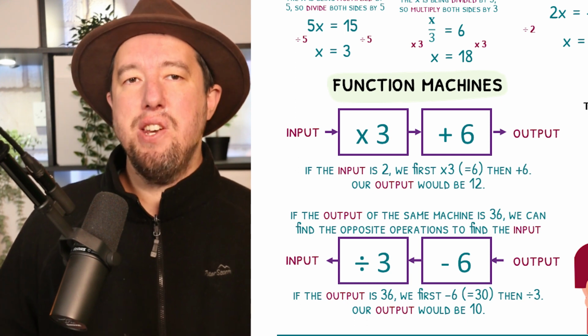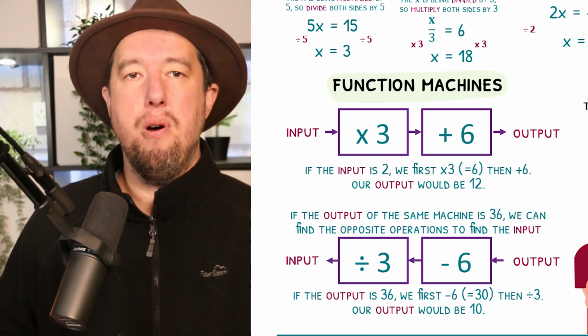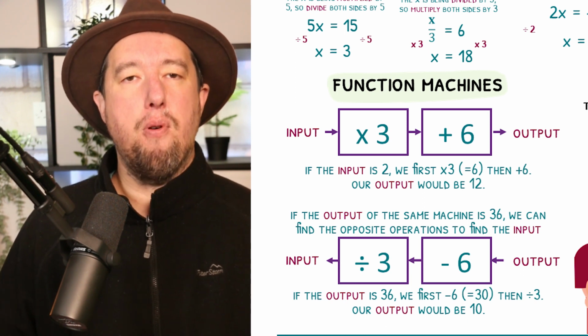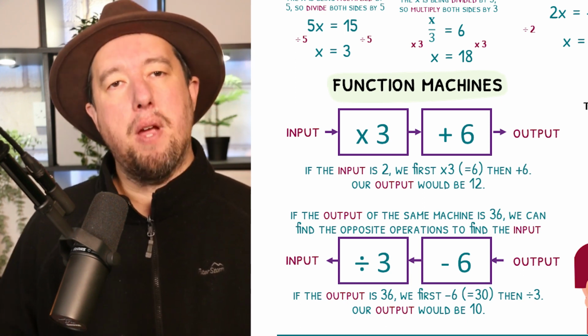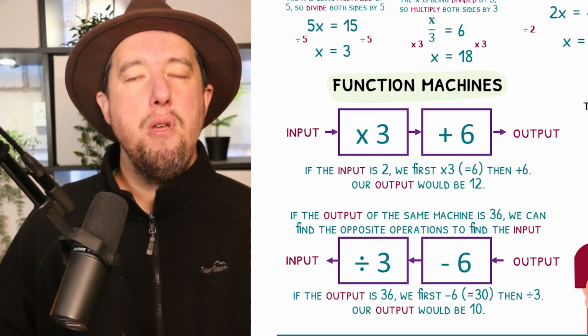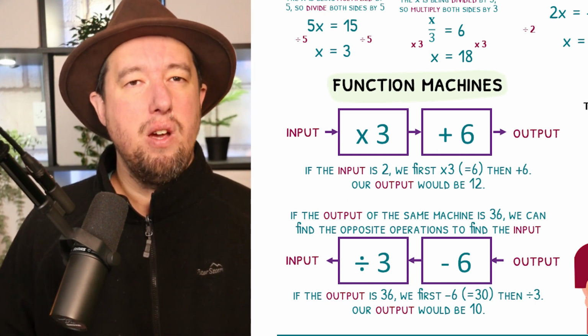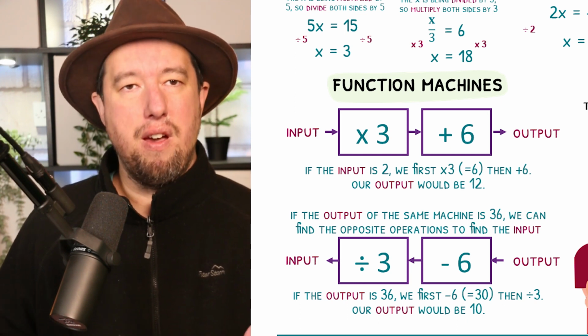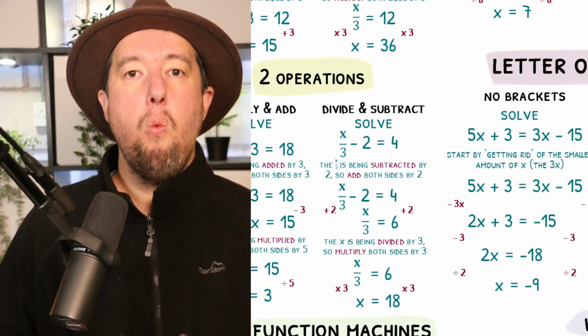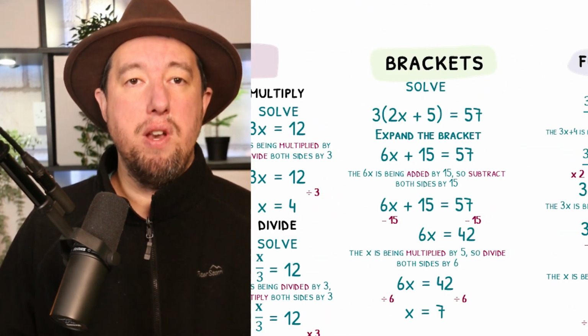Function machines get interesting when we're given the output and we're asked to find the input. We will need to find the inverse of the operations. Times 3 will become divide 3. Add 6 will become subtract 6. If we put the output as 36, we will then subtract 6, giving 30, then divide by 3, giving the input of 10.